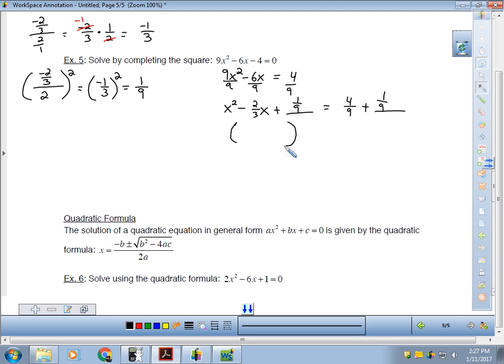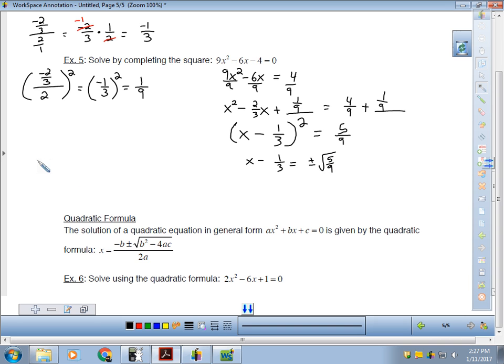So we have a parentheses squared equals. Now in this parentheses, because we're completing the square, we know there's going to be an x, and next to this x is whatever was in the parentheses. So we have a negative 1/3 in there. Then over here, 4/9 plus 1/9, those added together make 5/9. Then to get rid of the square, we can do the square root. So we say x minus 1/3 equals plus or minus the square root of 5 over 9.